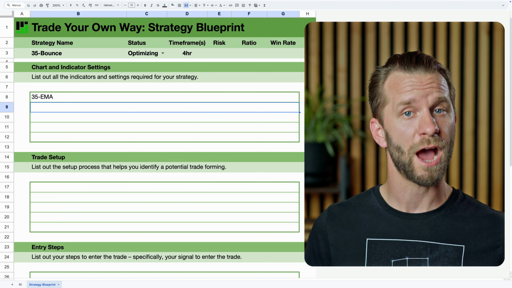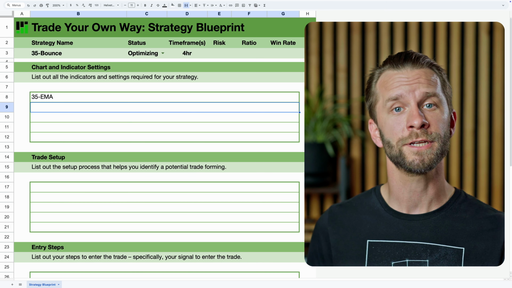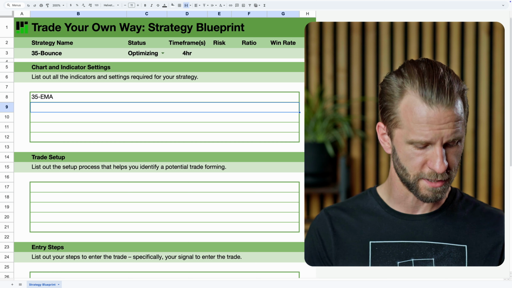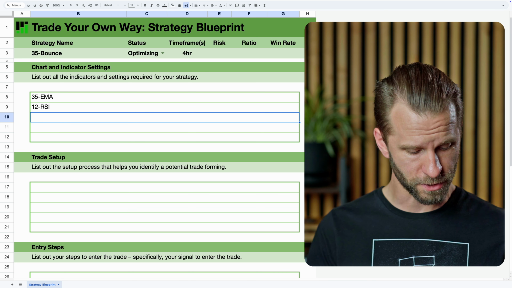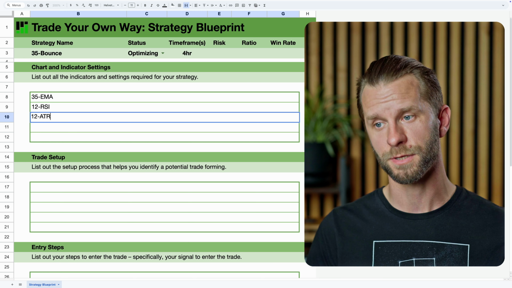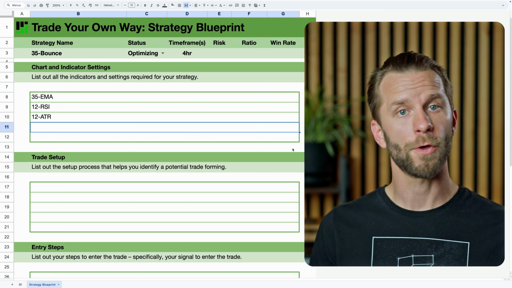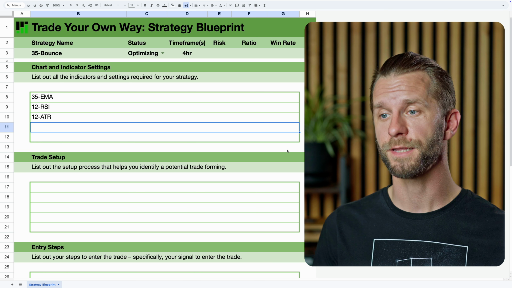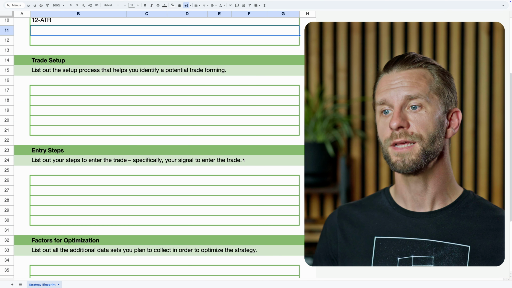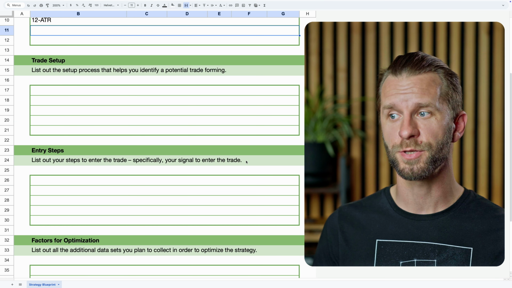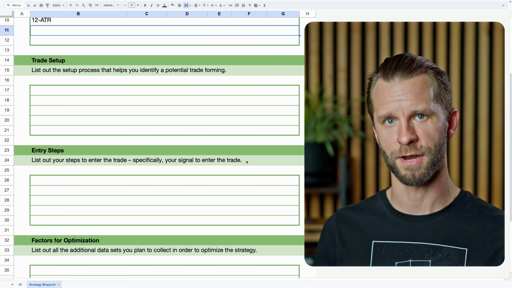I also used an RSI indicator, but I wanted to deviate from the default settings, so I set this to be a 12-period RSI, and also with the ATR, which also defaults at 14. Those are all of the indicators I was using in this strategy, so now we're good to move down to trade setup. List out the setup process that helps you identify a potential trade forming.